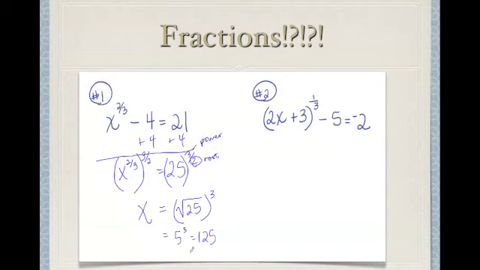So let me check that answer. So here's my check. The cube root of 125, and I want that squared, minus 4, and I'm trying to see, does that equal 21? Well, the cube root of 125 is 5. 5 squared is 25, and 25 minus 4 does equal 21. You try number 2, and then come back and check your work.